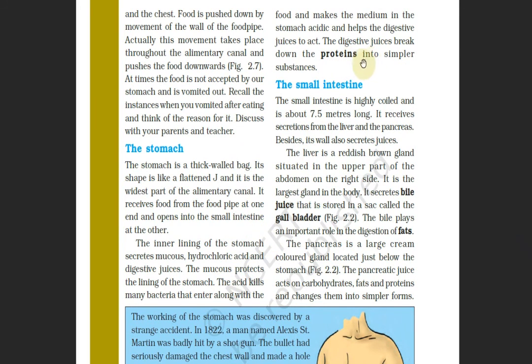Third thing is digestive juices. Digestive juices break down the proteins into simpler substances. So there are three kinds of nutrients we were having: carbohydrates, fats, and proteins. So the simple form of carbohydrate is what? It is glucose. The simple form of protein is amino acid. The simple form of fat is fatty acid and glycerol.